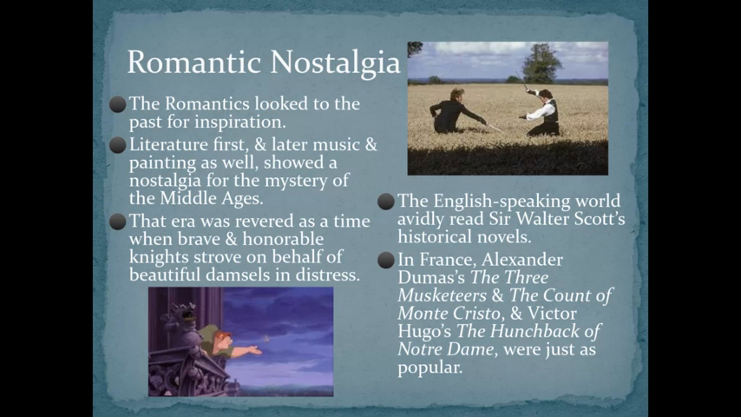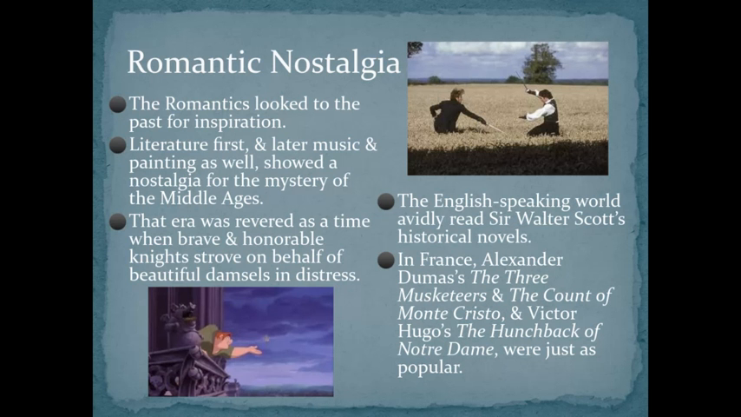The Romantics tended to look at the past for inspiration. They were nostalgic. Literature first and later music and painting as well showed a nostalgia for the mystery of the Middle Ages. And the weird thing about this time period, different art forms began the Romantic period at different times, as odd as that might sound. Just throwing that out there. So sometimes when you're doing research on that period, if you ever have to, you might get some conflicting dates, and that's why.